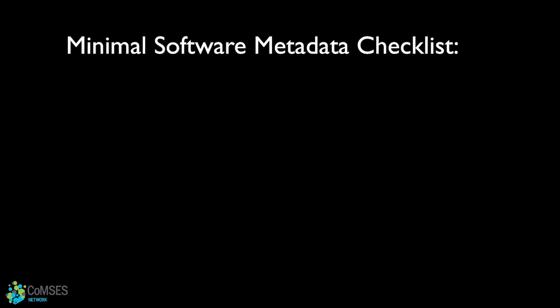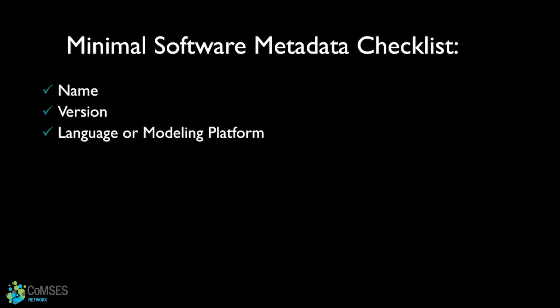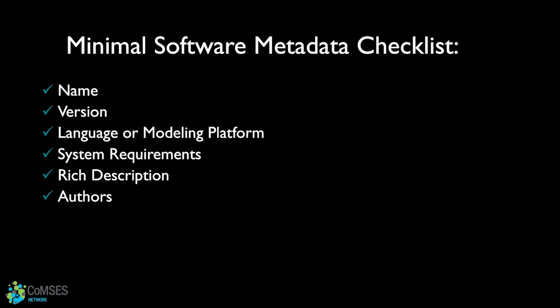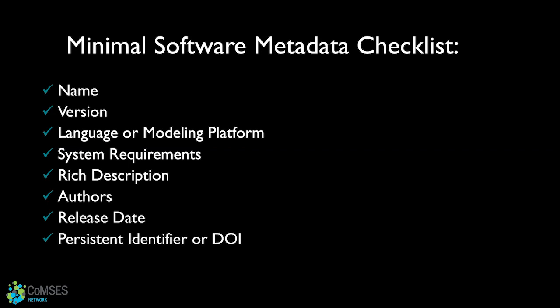Let's finish this module by going through a minimal software metadata checklist. When publishing your model, you want to make sure you provide the name, the version, the language or the modeling platform that you're using, sometimes both, any important system requirements, a rich description, much more than an abstract, authors, the release date of your software, any sort of persistent identifier or DOI, and finally, its license.